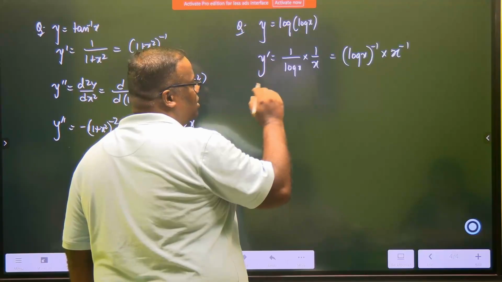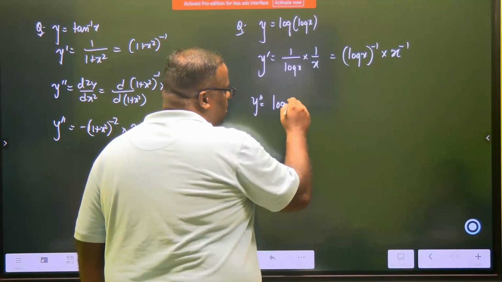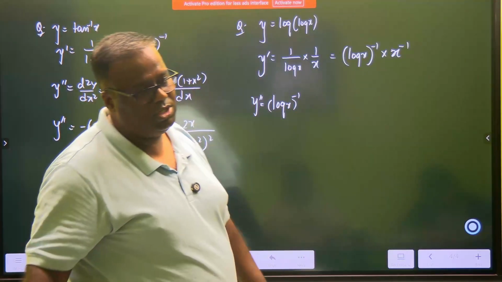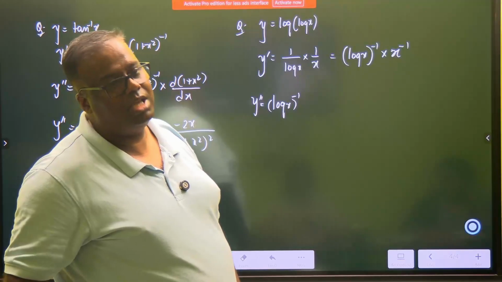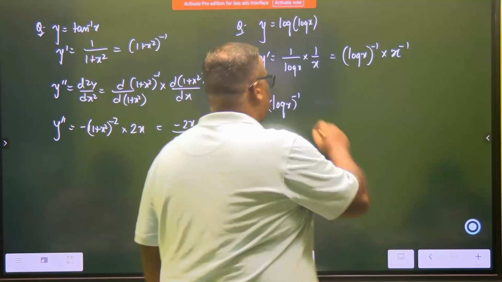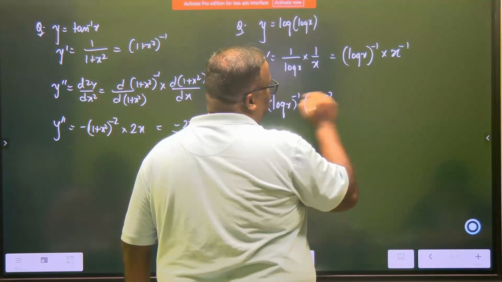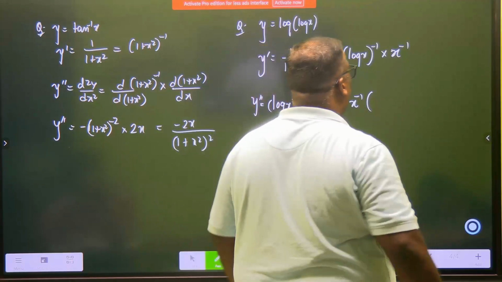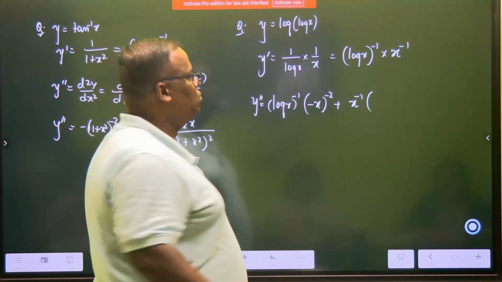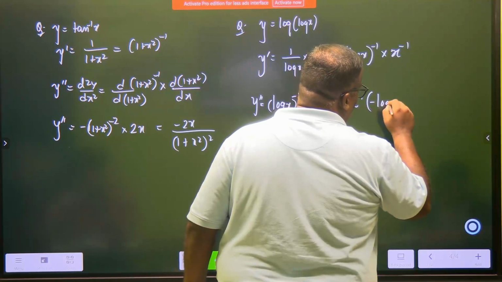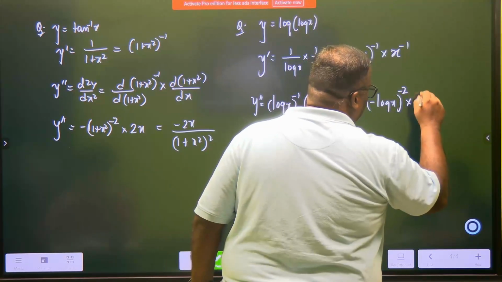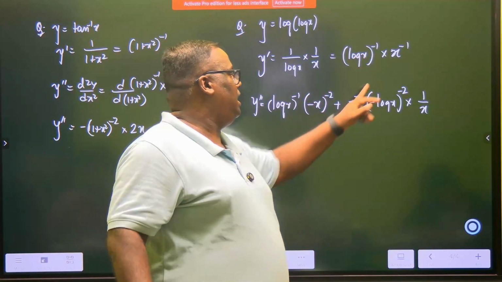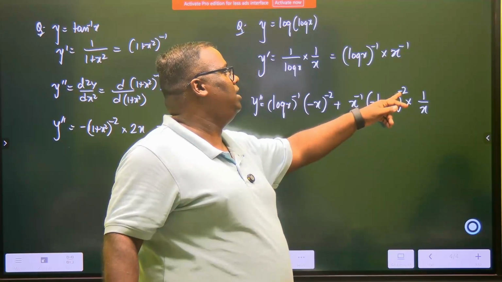Don't just get confused. First function, log x to the power minus 1, into the differential of x to the power minus 1. What is the differential of x to the power minus 1? Minus x to the power minus 2. So this is minus x to the power minus 2. Very good. Then plus x to the power minus 1. Now you have to differentiate this. So this differentiation will be minus log x minus 2 into d/dx of log x, which is 1 upon x. Did you understand? n x to the power n minus 1 into this.